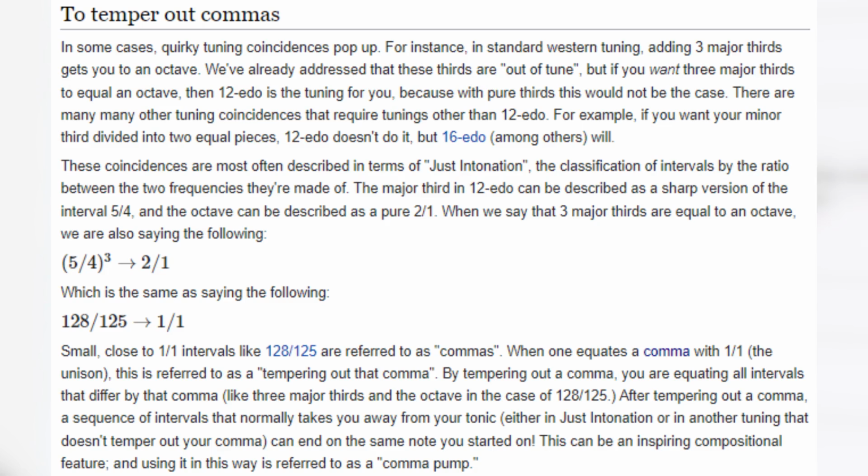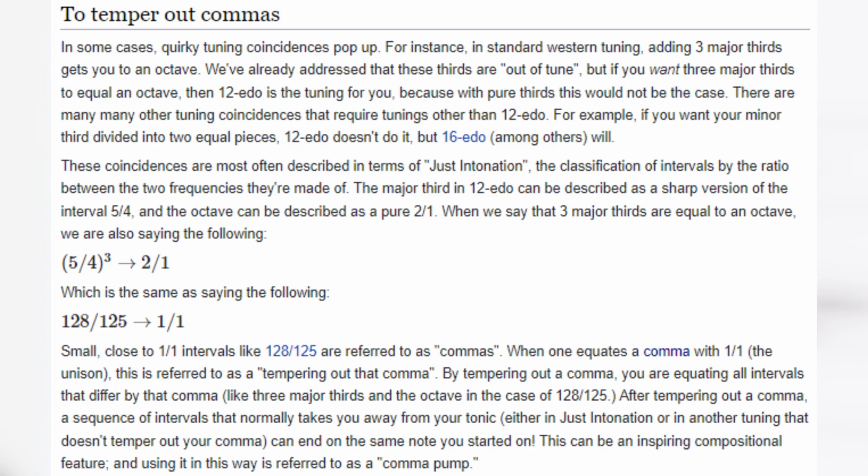Number 7, to temper out commas. In some cases, quirky tuning coincidences pop up. For instance, in standard Western tuning, adding 3 major thirds gets you an octave. We've already addressed that these thirds are out of tune, but if you want 3 major thirds to equal an octave, then 12 EDO is the tuning for you, because with pure thirds this would not be the case.